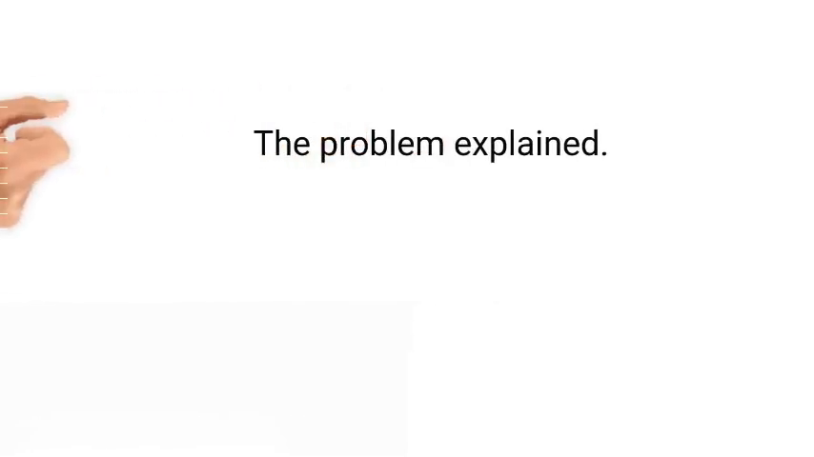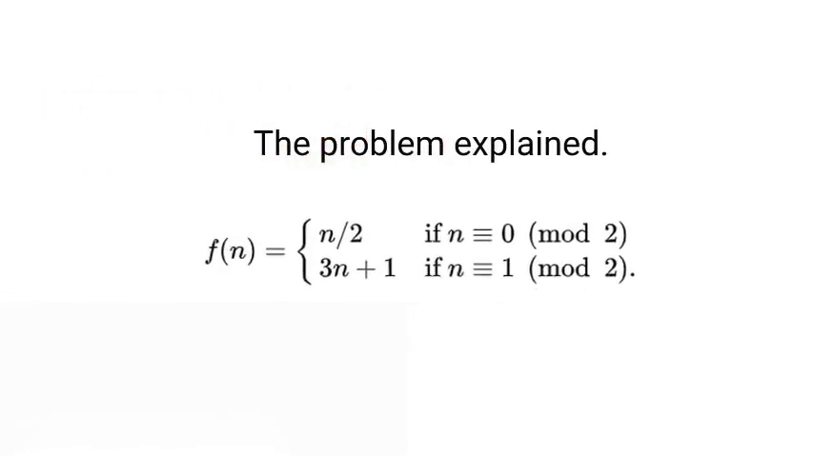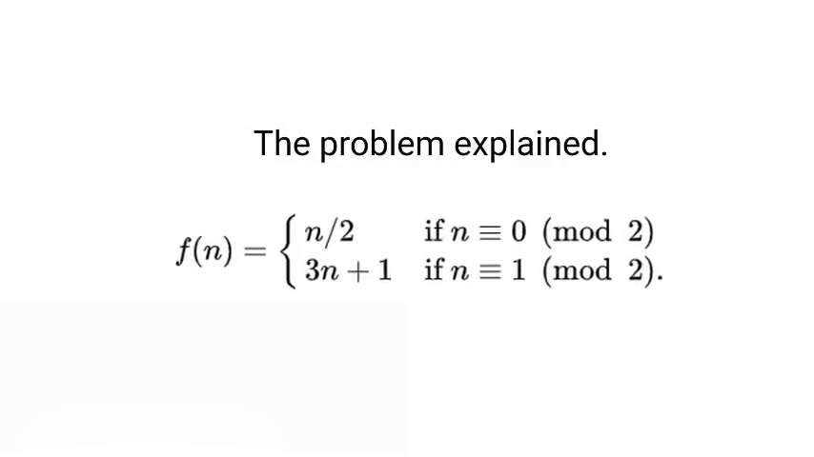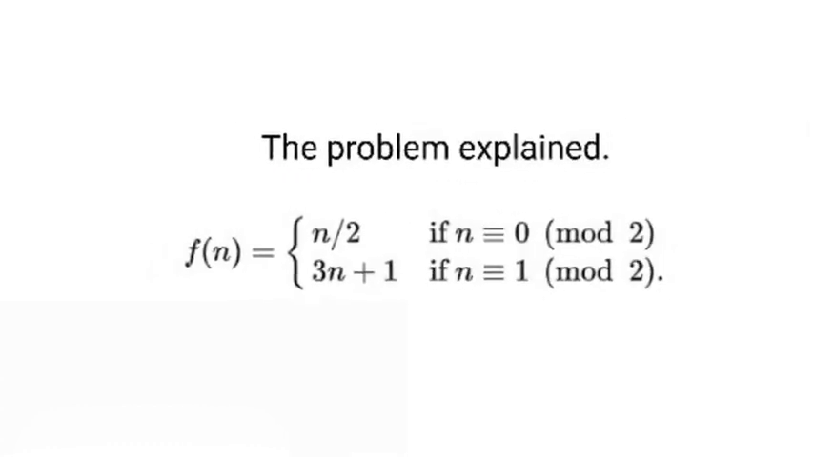Let me explain to you the Collatz problem. In modular arithmetic notation, we can define the function f as follows. Consider the following operation, on an arbitrary positive integer. If the number is even, simply divide it by 2. If the number is odd, triple it and add 1.